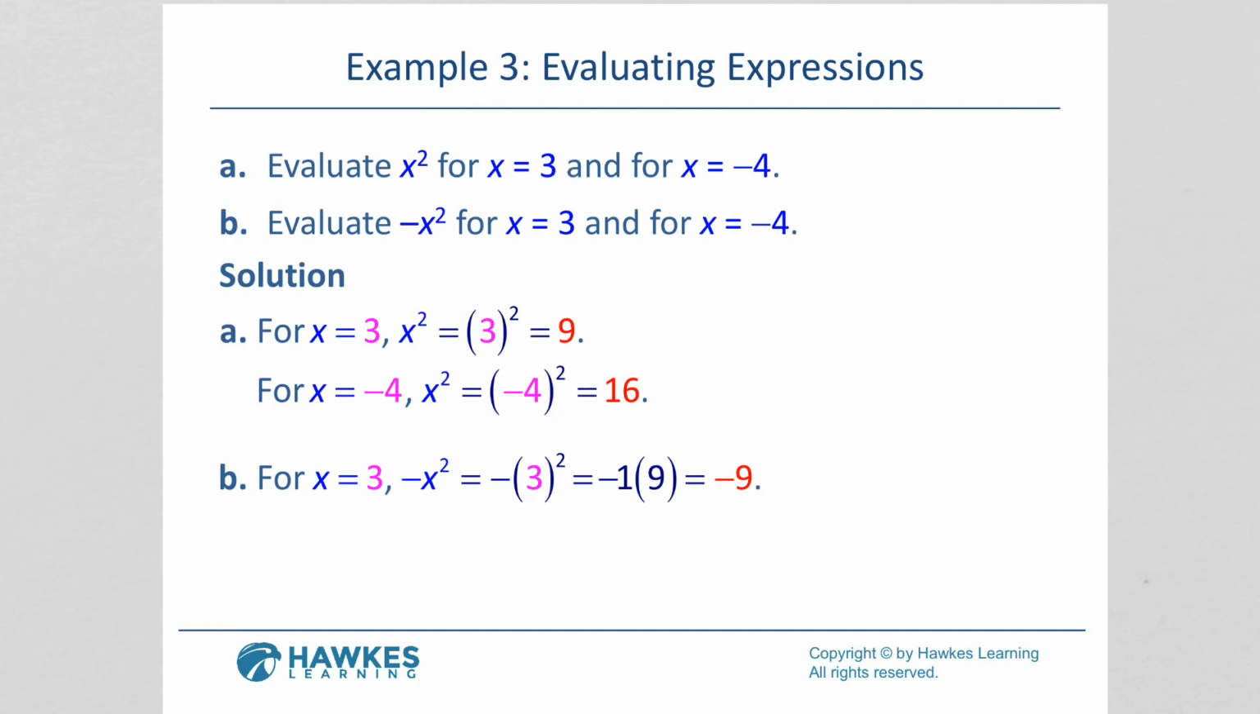3b, for x equals 3, we have negative x squared, which is equal to negative, and then 3 squared, which is -1 times 9, which is -9. Notice there's no parentheses there, so we square first and then we make it negative. That's order of operations. For x equals -4, negative x squared is equal to negative of -4 squared, which is -1 times 16, which is -16.